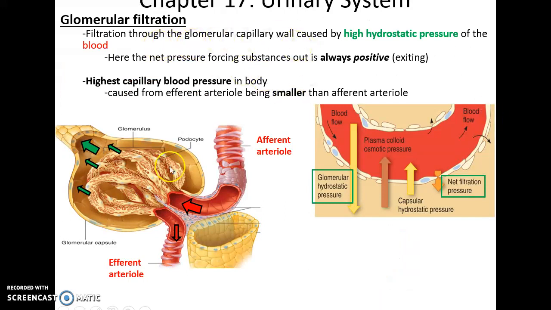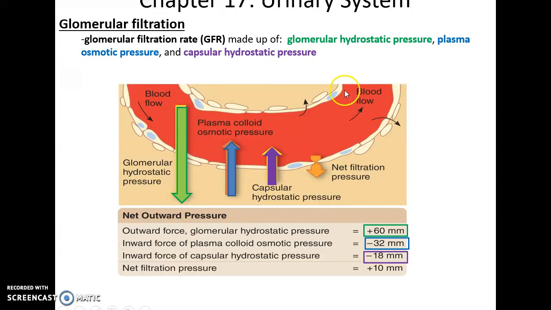Glomerular filtration occurs because, as I mentioned already, the glomerulus, that capillary bed, is under high hydrostatic pressure, high pressure for capillaries, and that means that the fluid is always leaving these capillaries. There's no net return of fluid to these capillaries. So a lot of fluid is leaving, and none of it is returning to these capillaries.